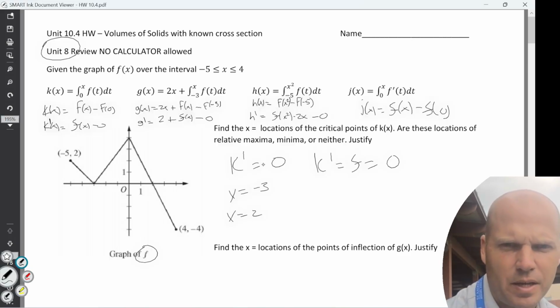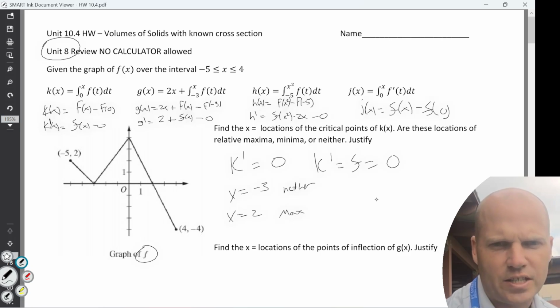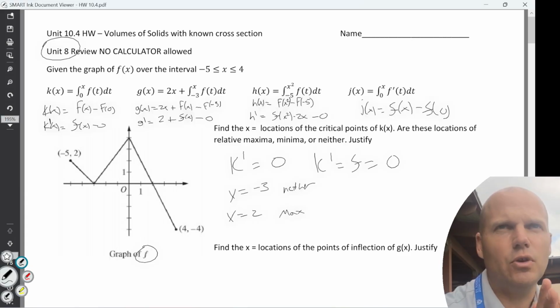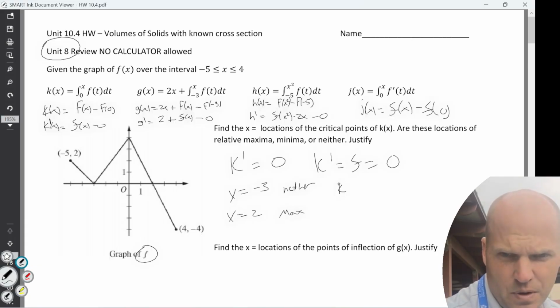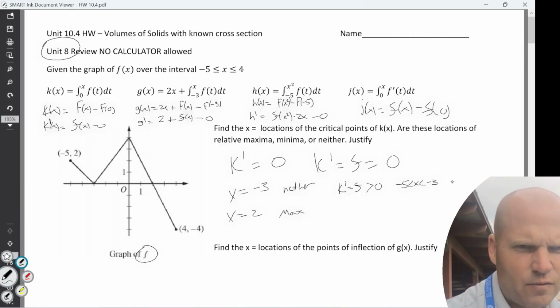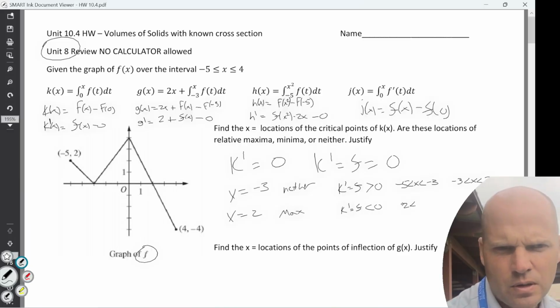Are these locations of relative max, min, or neither? I would say x equals negative 3 is a neither. I'd say x equals 2 is a max. Why? I'm going to write out all of the signs of my derivatives, and I will be fine. Whenever you are justifying, it's always safe to just include all of the signs of the derivatives everywhere. You would say k prime, which equals f, is greater than 0 from negative 5 to negative 3, and from negative 3 to 2. You've already said that it's equal to 0 there. And you say k prime equals f is less than 0, is negative from 2 to 4.